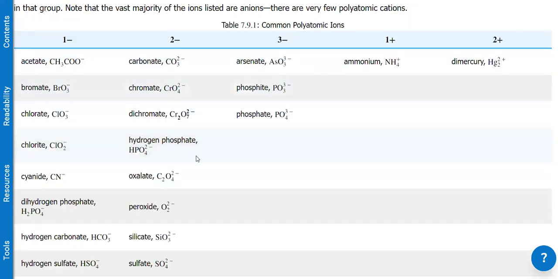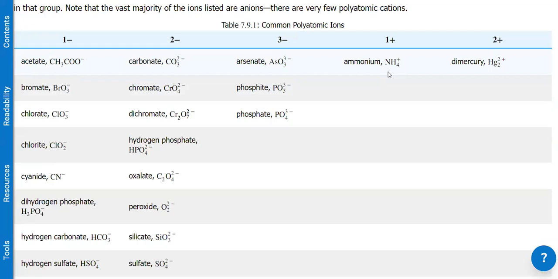In my class, I break it down into focusing on the common ones and learning those. On this LibreTexts page, one nice thing they do is break it down by charge: learning 1 minus, 2 minus, 3 minus, 1 plus. So which one's the easiest? 1 plus. All right, ammonium.